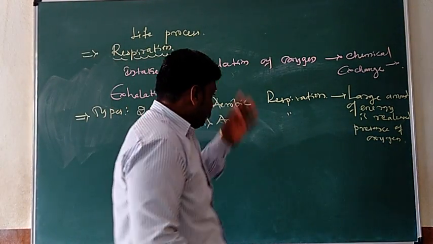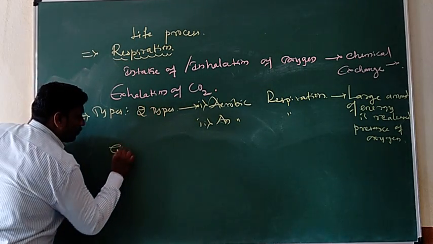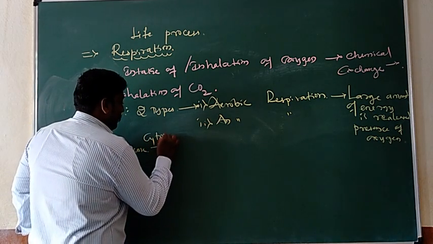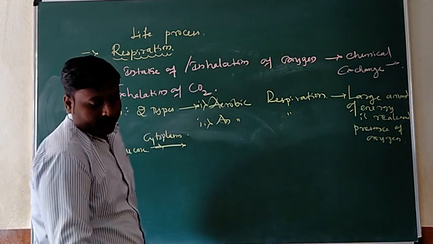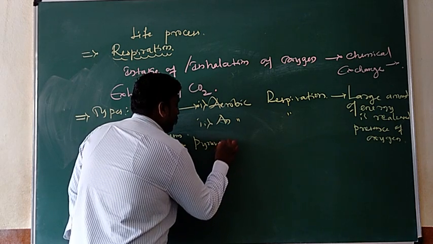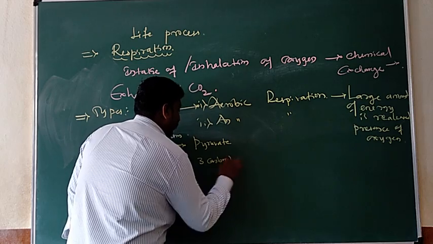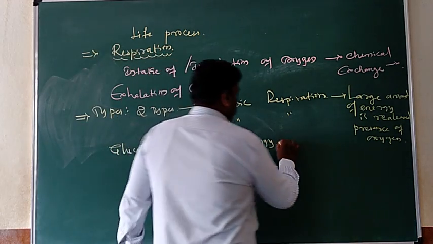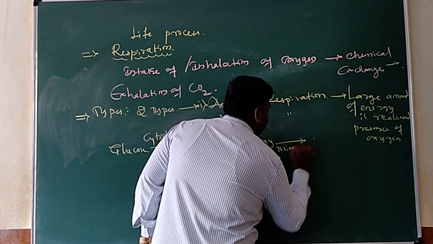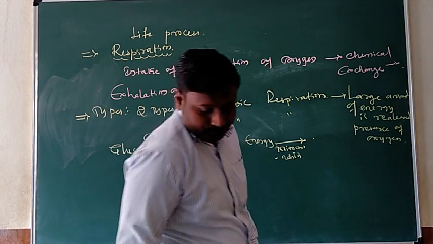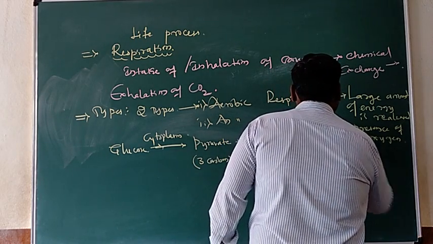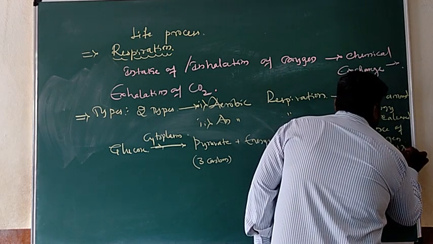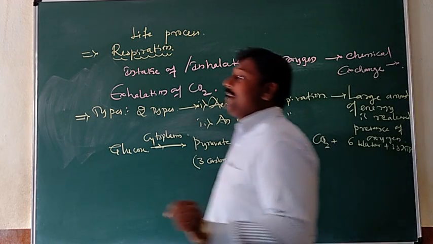Here, glucose, that is 6 carbon molecule of glucose, is broken down in the cytoplasm. What does it give rise to? It gives rise to pyruvate, which is 3 carbon molecules, as well as energy. Afterwards it breaks down further in the mitochondria and gives rise to carbon dioxide, as well as water and 38 molecules of ATP. It means adenosine triphosphate. Yes.